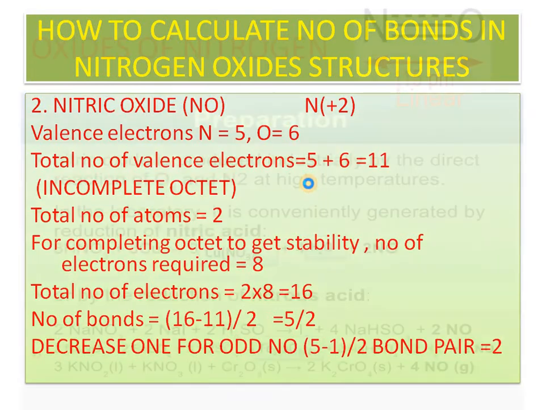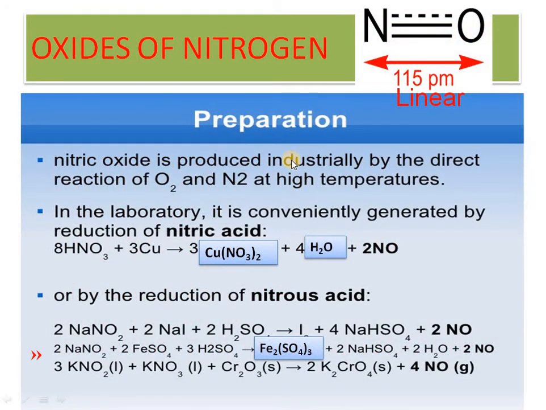Okay. So let us see how. So we can see this structure. Here 2 bonds are there. This represents the electron shift, electron shift from oxygen to nitrogen. Otherwise it's 2 bonds.